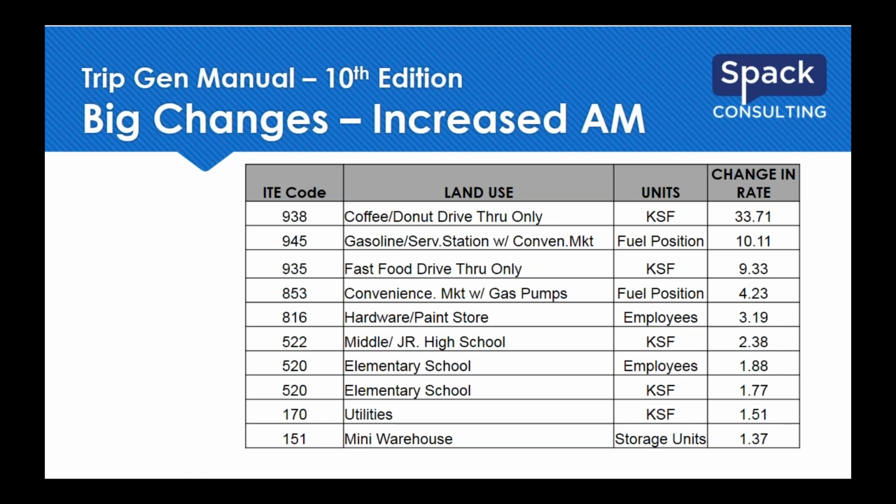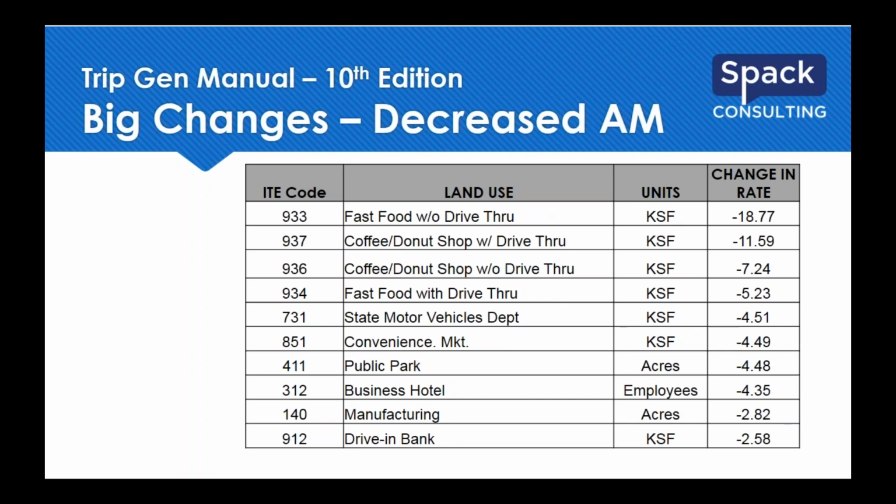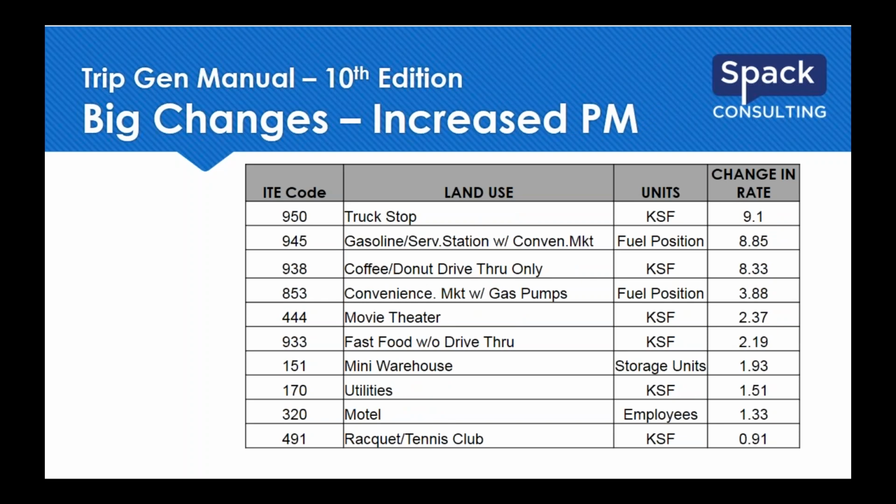And let me flip to the next one. Okay, decreased: fast food without a drive-through lane. There are just less of those. In the AM, some of the coffee shop types are actually going down, but we're seeing increases in the PM, things like the drive-in bank. So nothing crazy in here.